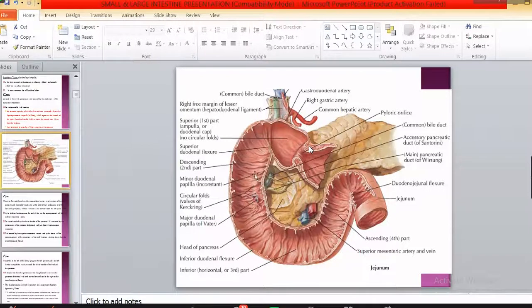You may have a small duodenal papilla, which is not constant in position, and it is the opening of the accessory pancreatic duct of Santorini. In some people it may not be there, others may have it, and the position is not constant. But for the major duodenal papilla, it's constant.